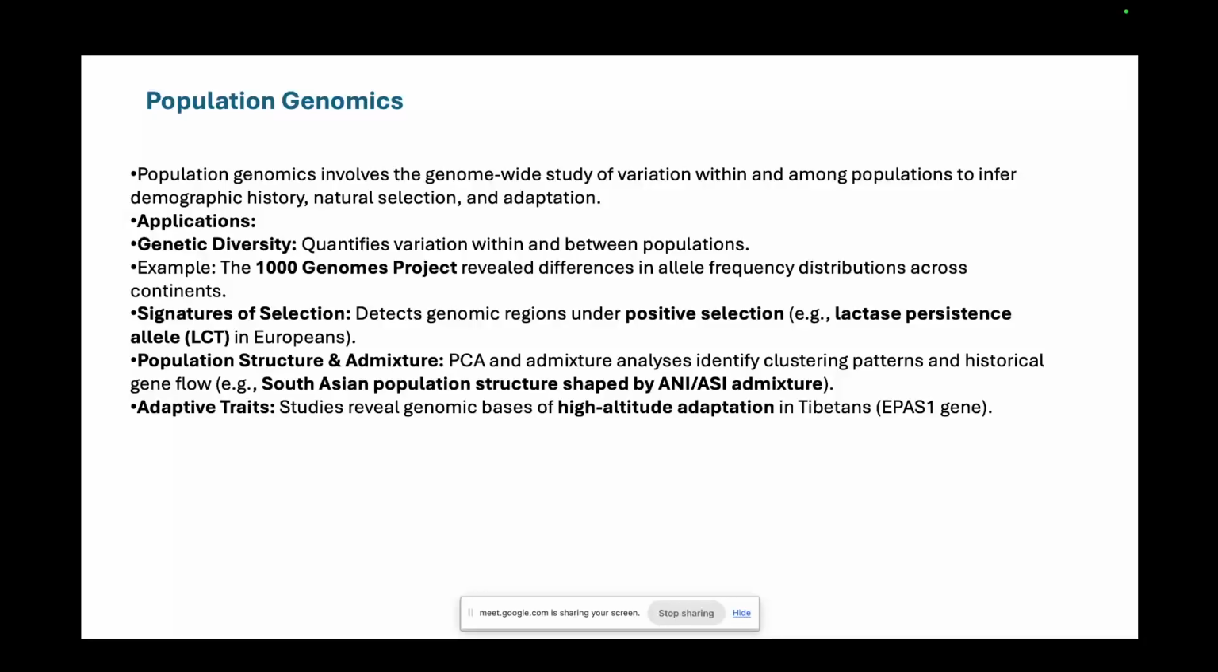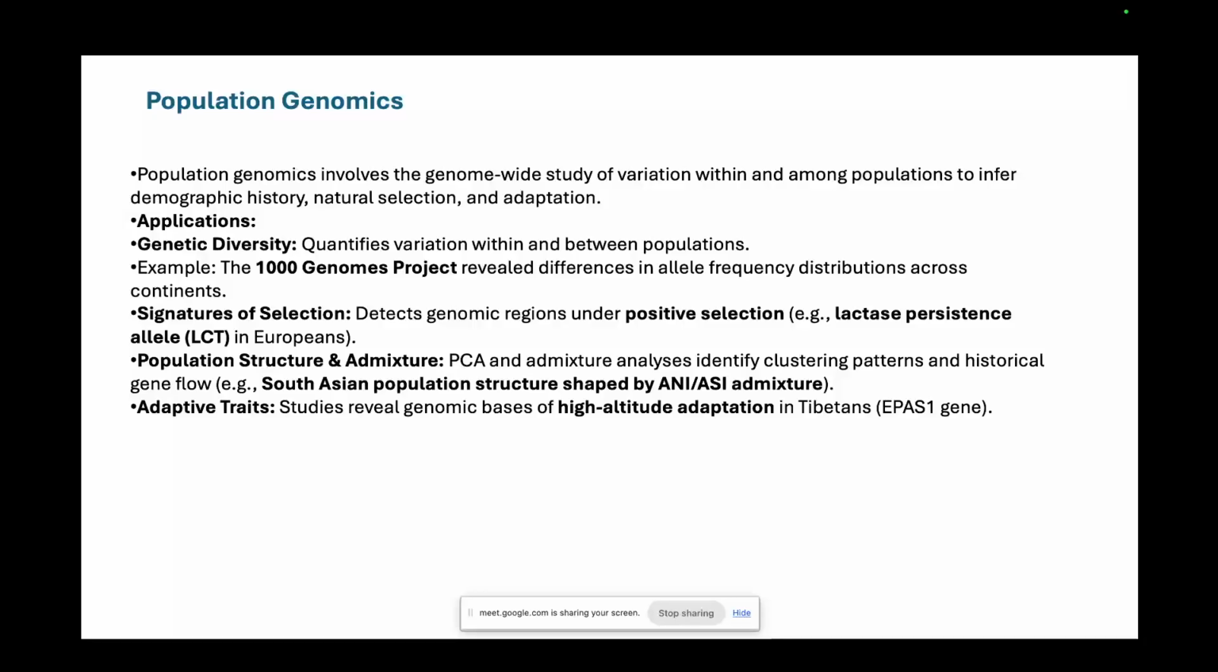Basically, what kind of variations we see in the human genome and how these variations differ from ancestry to ancestry, population to population, geographic location to geographic location. So this was one of the major milestone projects of human genetics in the past 20, 30 years.